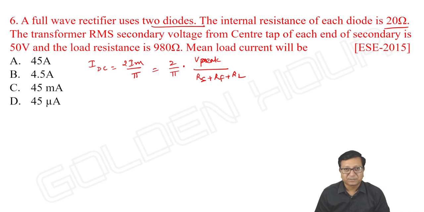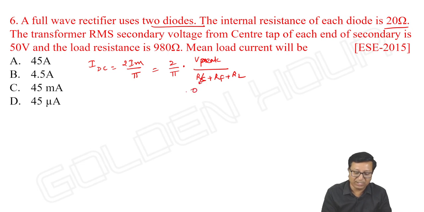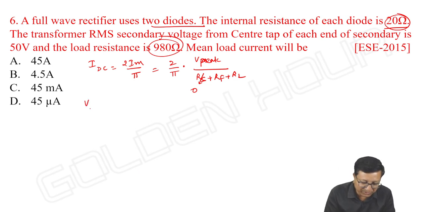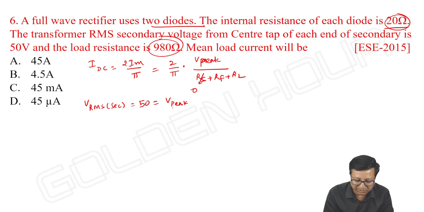Here they have not mentioned anything about the transformer, so Rs is 0. Rf value is 20 ohms and RL value is 980 ohms. Okay, this is also fine. And what about the peak amplitude of the input voltage? They mentioned the RMS secondary voltage from center tap to each end of the secondary. So they have given the RMS value. It is 50, which is just V peak by root 2. So V peak is equal to 50 root 2 volts.